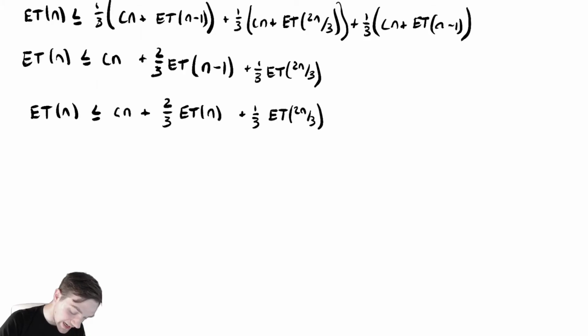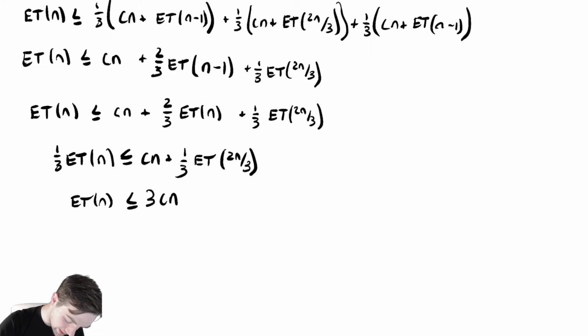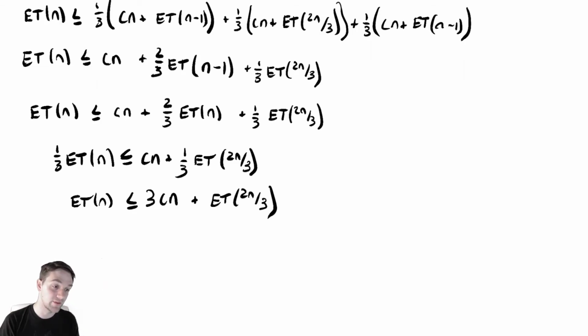Now, let's slide that 2/3 E(T(n)) over to the left-hand side, and we get E[T(n)] minus 2/3 E[T(n)], which is 1/3 E[T(n)], is less than or equal to cn plus 1/3 E[T(2n/3)]. Let's multiply by 3 on both sides, and we get E[T(n)] is less than or equal to 3cn plus E[T(2n/3)]. And now, at long last, we're looking like a Foundations 1 problem.